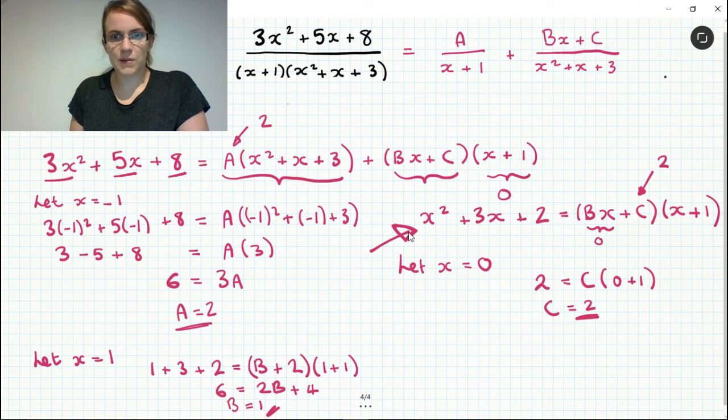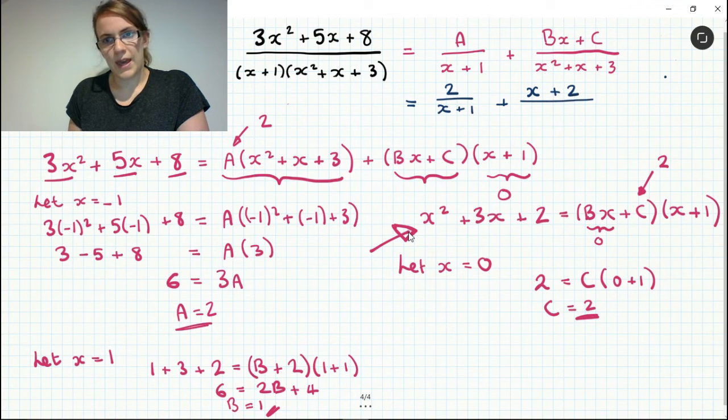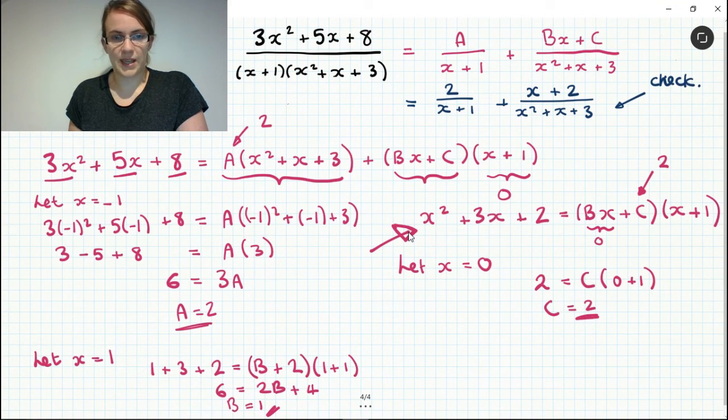So if we go back to our original partial fractions and write out the answer, a was 2, so we've got 2 over x plus 1, plus b was 1, so that's just 1x or x, and c was 2, and that is all over x squared plus x plus 3. So this here is our answer, and again you should multiply it out to check it.